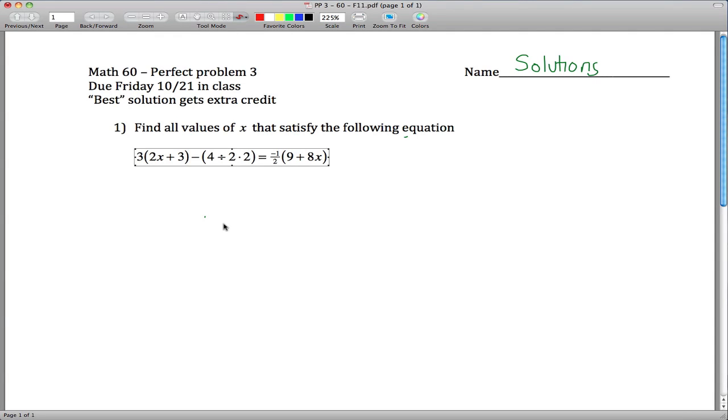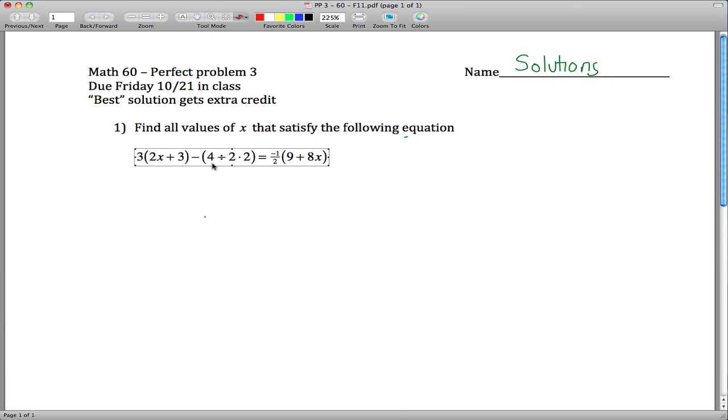All right, perfect problem 3, math 60 solutions. We're given this huge mess and asked to solve for the values of x that make it true. Yeah, it might have been a little ambitious. This might be a little bit too hard, but I can still talk through how to do it.